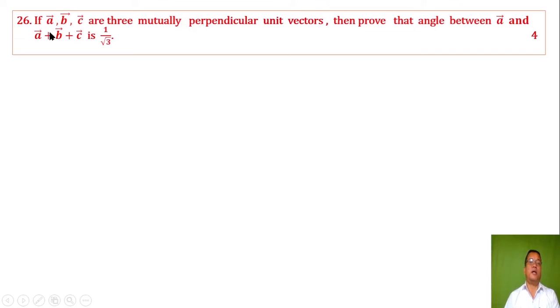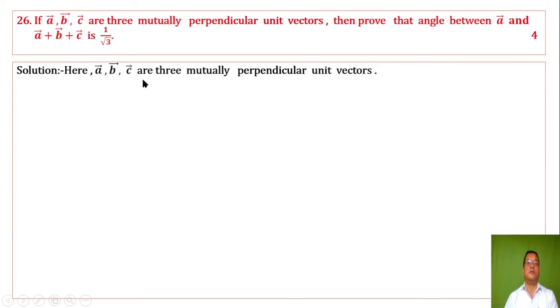26. If vector a, vector b, vector c are three mutually perpendicular unit vectors, then prove that the angle between vector a and vector a plus vector b plus vector c is cos inverse of 1 by root 3. 4 marks. These three vectors are unit vectors as well as perpendicular to each other. Therefore, their magnitude must be 1 and their dot product should be 0.